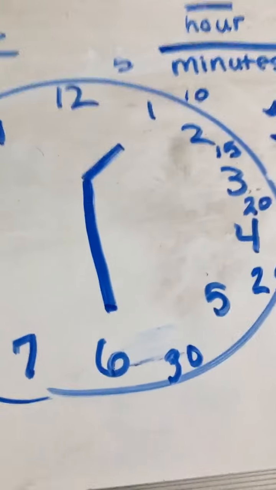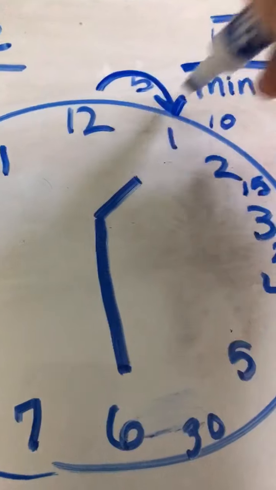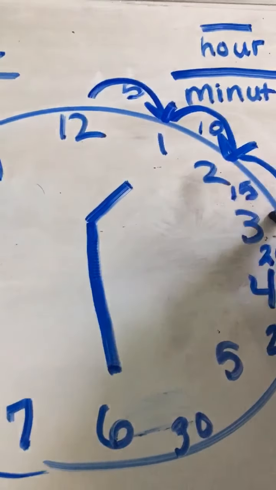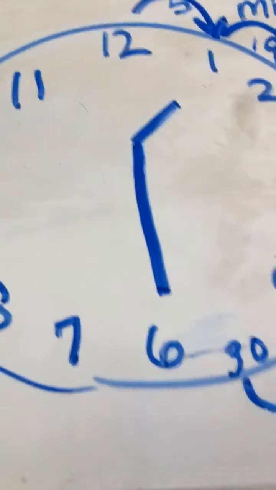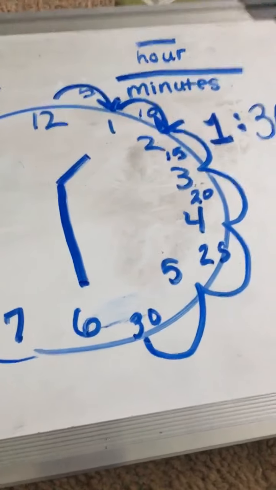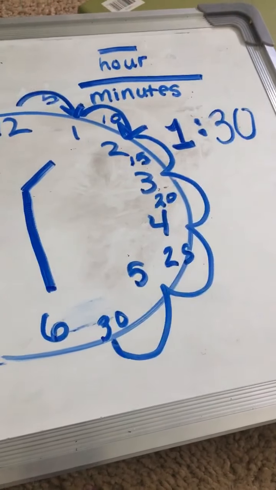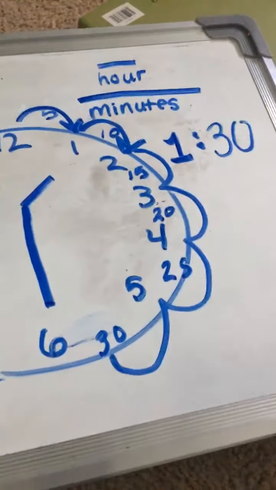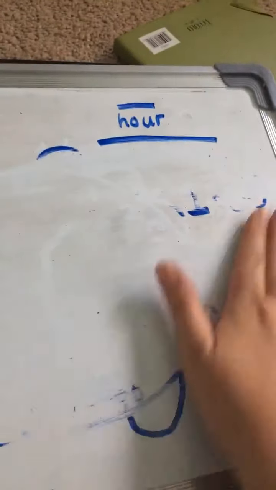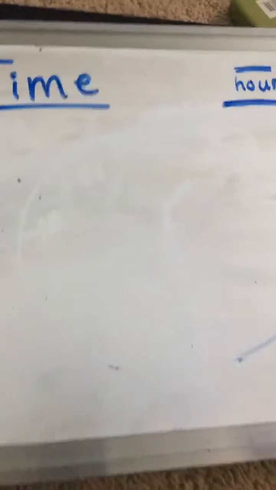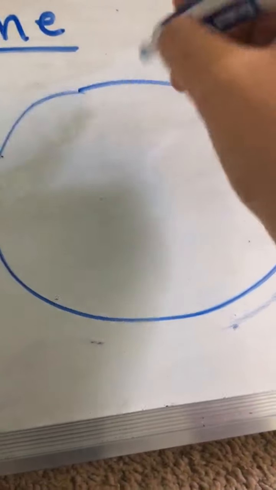Now it's also helpful if you draw like a little arrow, 5, 10, 15, 20, 25, 30. So you can make this weird flower clock, and it's also going to help you count the minutes. Let's try a couple more clocks, just to make sure that we understand the concept.